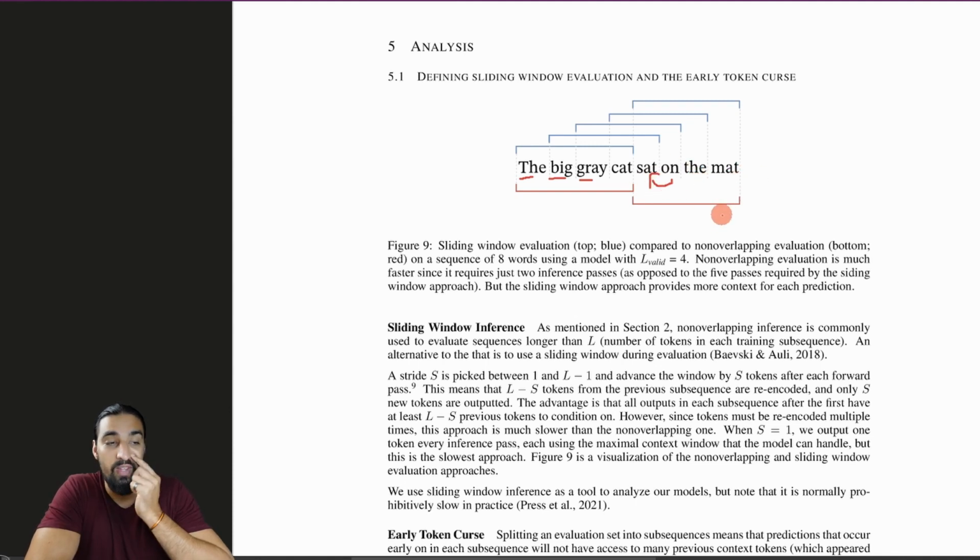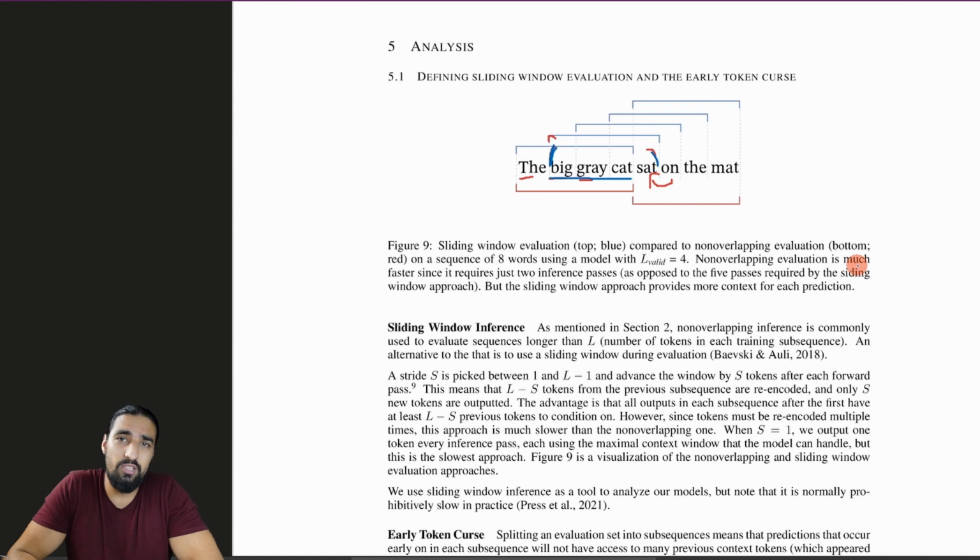Compare that to this overlapping inference, whereby, again, the first words will have little context, and then cat will have 3 words as a context, and then they'll have this sliding window. Now we'll have these words input, let me change the color here. So we'll have these words, big gray cat sat. And so the word sat will actually have all of these 3 as the context, whereas in the non-overlapping case, it did not have any.